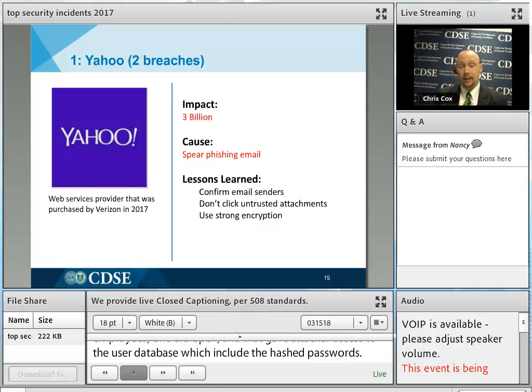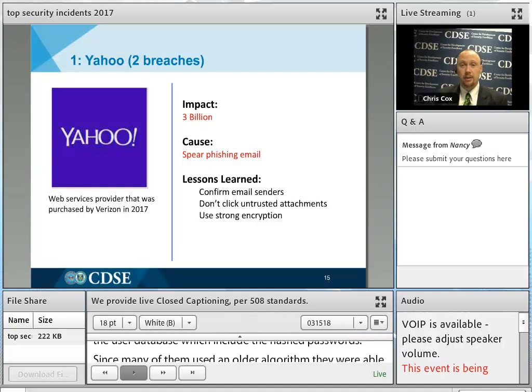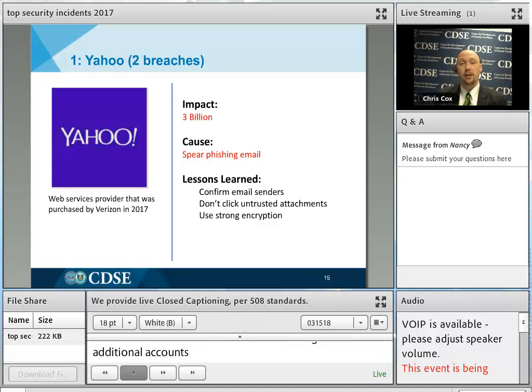We already know what we're supposed to do to prevent things like this. We confirm email senders, we don't click untrusted attachments, and use strong encryption whenever possible. And yet phishing and spear phishing continues to happen. It's really important that we make sure our users are aware of what they're supposed to be doing so that they stop clicking on those files or on those links. It's important to make sure that our users know all this and that we also follow our own processes. This isn't new, it's something that we need to do better.